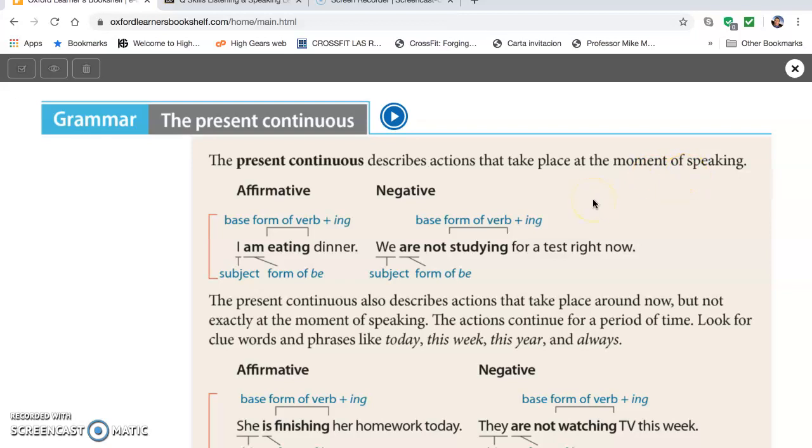And all we're practicing here is the present continuous with actions that take place at the moment of speaking. So now. And here is a summary of what we looked at just before. I'm eating dinner. We are not studying for a test right now. And it's also looking at actions that take place around now. So adding words like today, this week, this year. Okay, so for example, she is finishing her homework today, or they are not watching TV this week.